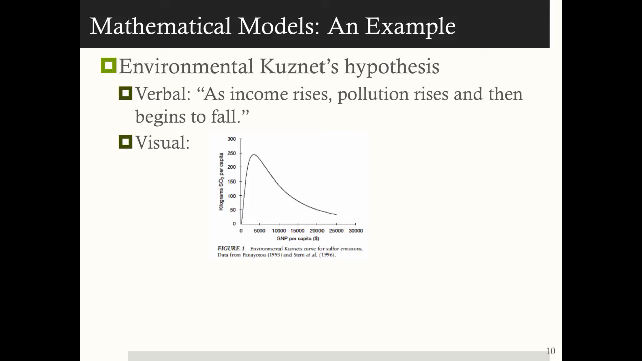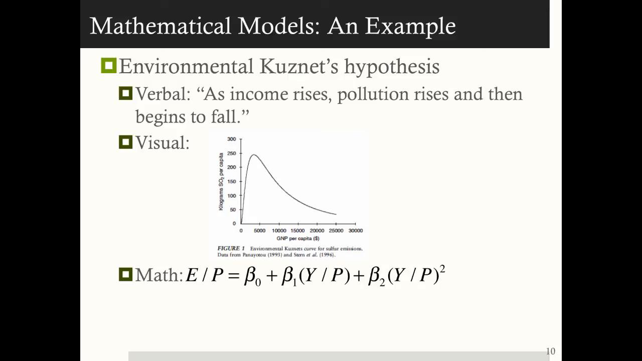So reading this graph, we see some sort of emissions per capita, or per person, on the y-axis. And we have GNP per capita, which is just a measure of income, so income per person, on the x-axis. And we see this rising in the beginning of pollution per person, and then this eventual gradual fall. We can also state this hypothesis with math. We can say that emissions per person, E over P, is equal to some constant plus some coefficient times income per capita, plus another coefficient times income per capita squared.